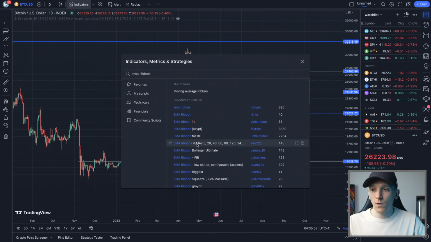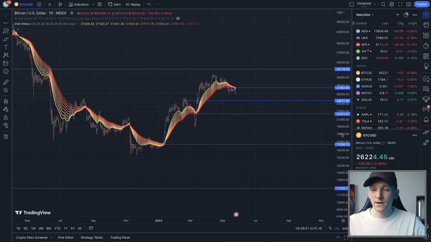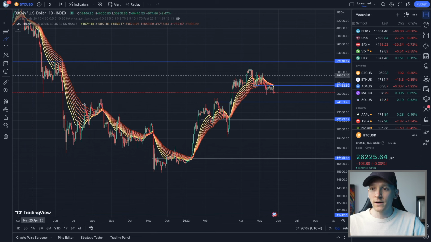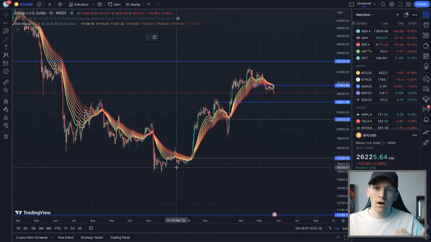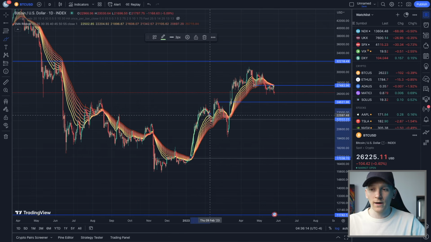And you can use one of many of these. I'm going to use this one right here, EMA ribbon crypt. And what this is going to do is show us a few different exponential moving averages to give us the potential trend of the chart. So as you can see, during uptrends, it's much better and highly probable to actually buy weakness when the price is above the moving averages.